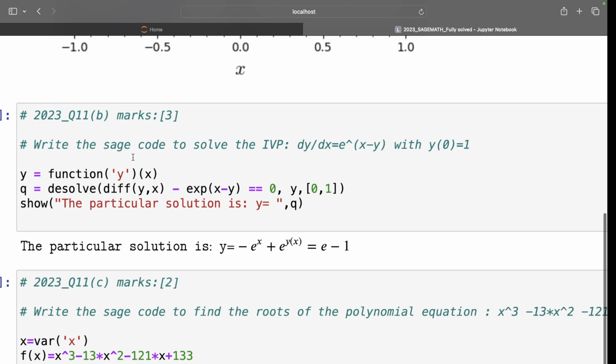Question 11b. Write the Sage code to solve the initial value problem dy dx equals e to the power x minus y, with y0 equal to 1. Y equal to function y of x, use desolve with differential dy dx minus exponential x minus y equals to 0, comma y, solve for y, with initial condition 0, 1, so y0 equal to 1. So the particular solution is y equal to q. This is the particular solution, e to the power x plus y e to the power y, and this equals e minus 1.